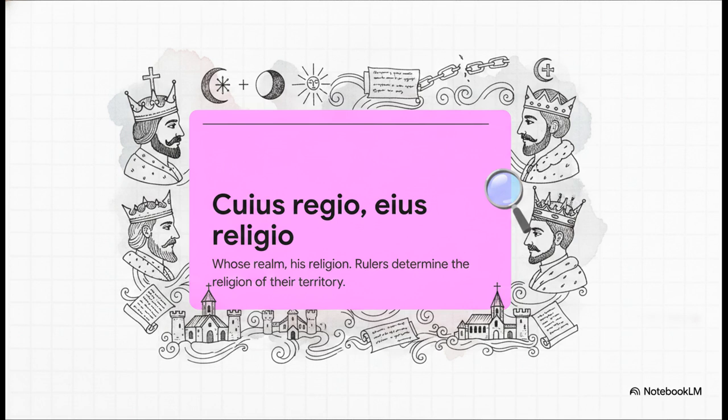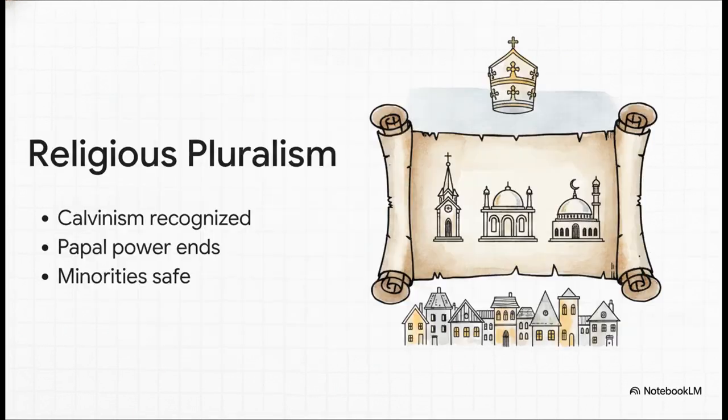But this time around, they added a seriously innovative twist to ensure the peace actually lasted. The treaty officially recognized Calvinism right alongside Catholicism and Lutheranism, finally correcting a major flaw of past agreements. And perhaps most radically, the Pope's ability to intervene in the internal political or religious business of these states was effectively ended. No way that happens a century earlier.